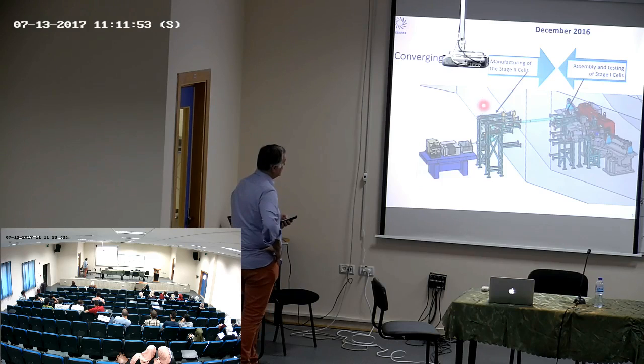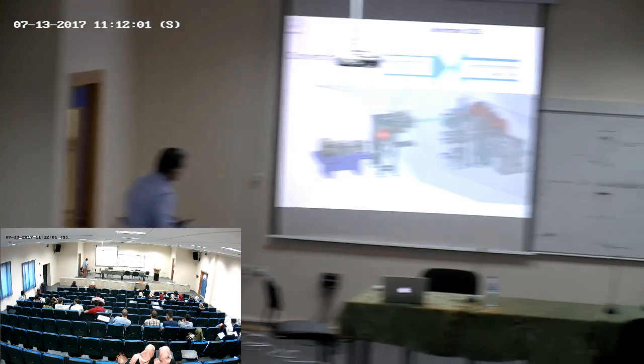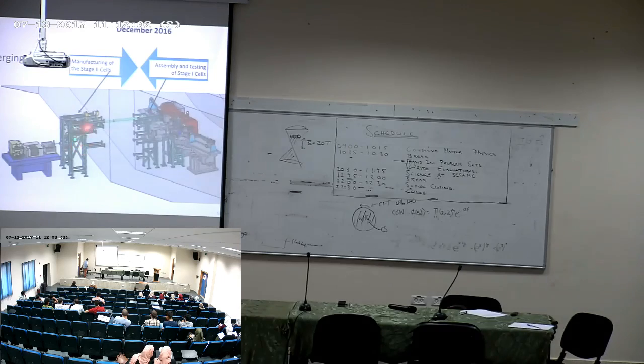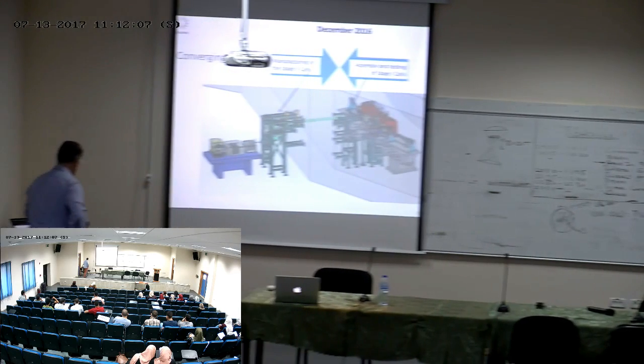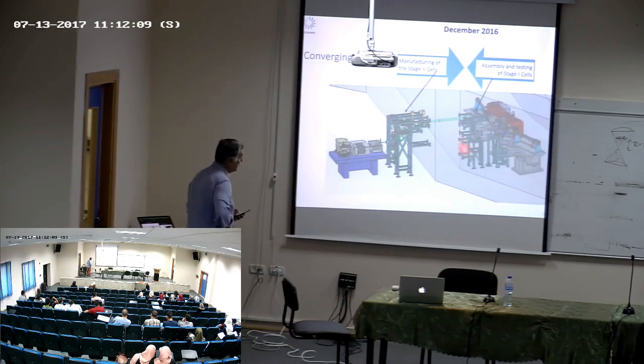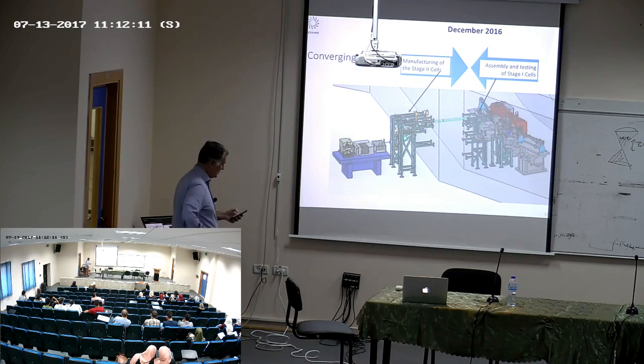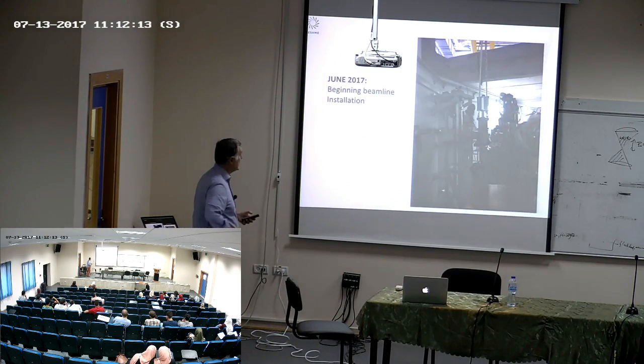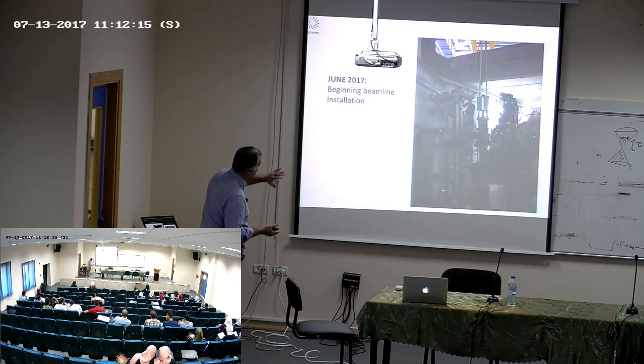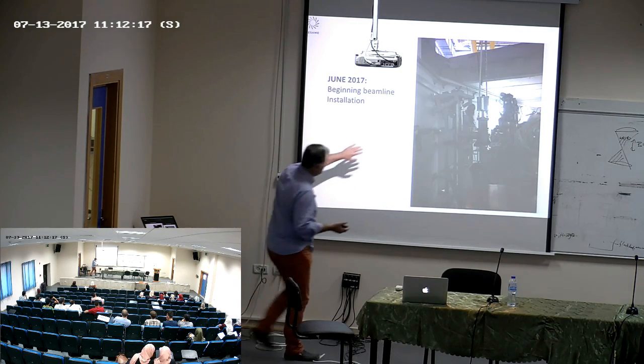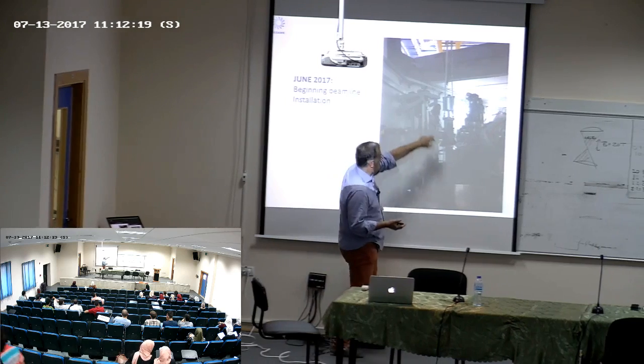So that is a view of the entire thing. This is the shielding wall. We have to make a hole through the shielding wall, and then this part is under construction now. But most of this part has been installed, as you can see here. The picture is not very clear maybe, but here you see all the components.